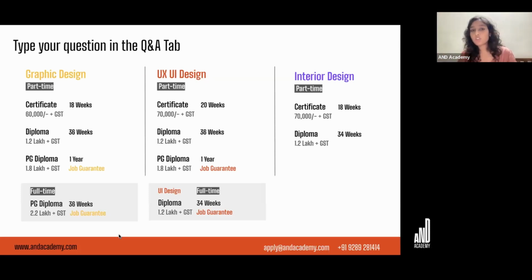We also have a lot of workshops and masterclasses that we do throughout the duration, and those are specially open for AND learners only. So if you're looking to apply, we also have a scholarship going on right now, which expires on 15th of September. So I would recommend that you apply ASAP and then start your journey with us.